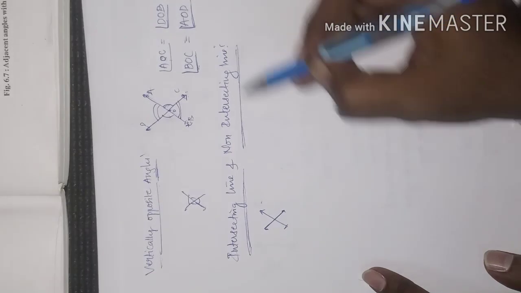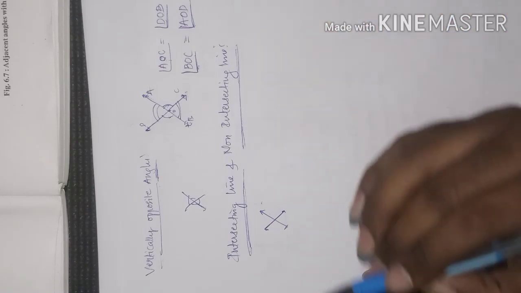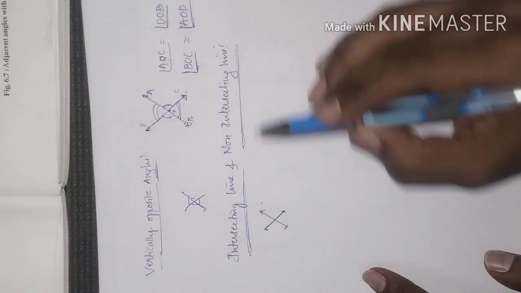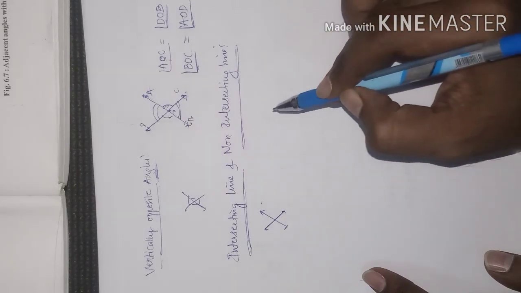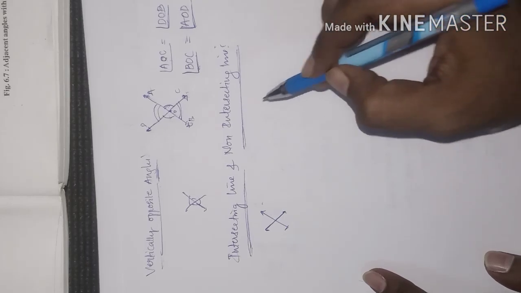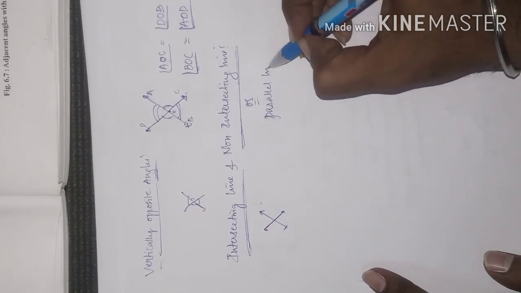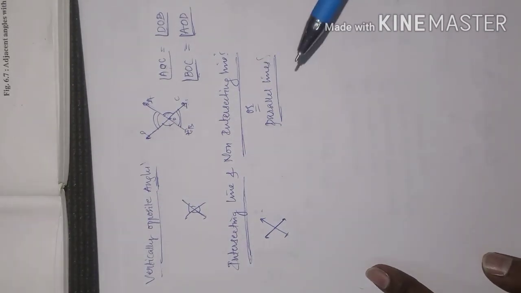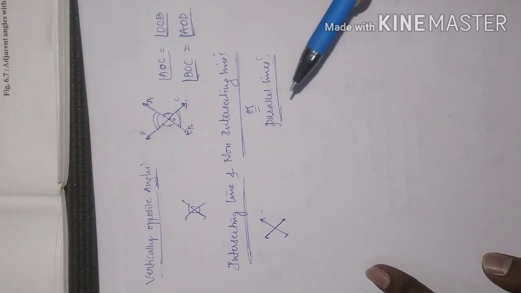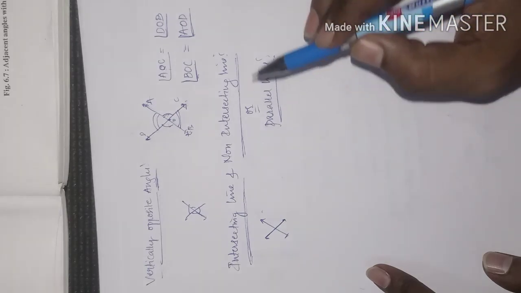Next one, non-intersecting line. Non-intersecting line means when the two lines never intersect or never meet on a plane. They are said to be non-intersecting lines. And one more name for non-intersecting lines is parallel lines. We'll repeat once again. Non-intersecting lines are the lines which never meet on a plane. And one more name of non-intersecting line is parallel line.